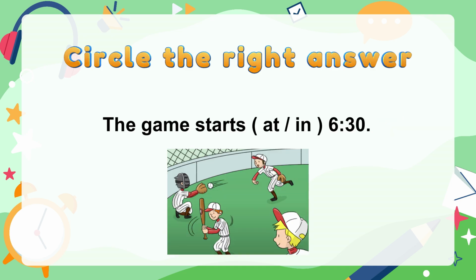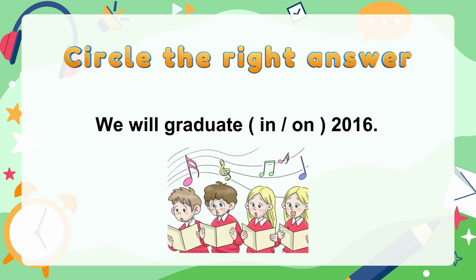The game starts at 6:30. 6:30 is a time of day. We use the preposition at. The game starts at 6:30. We will graduate on 2016. 2016 is a year. We use the preposition in. We will graduate in 2016.